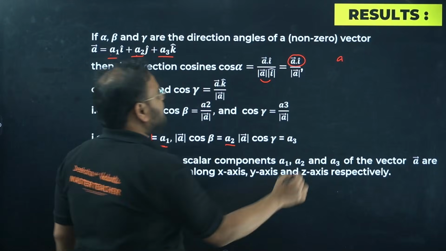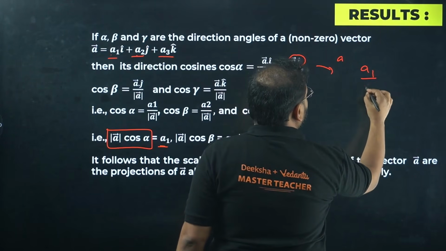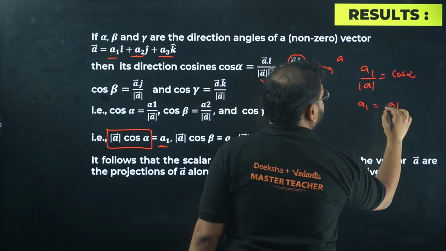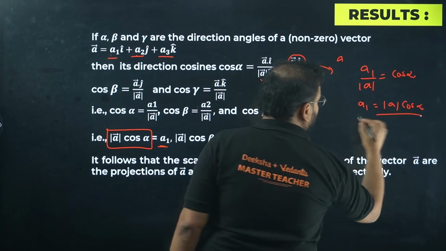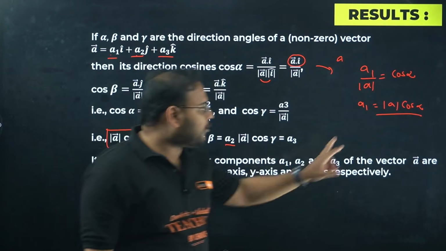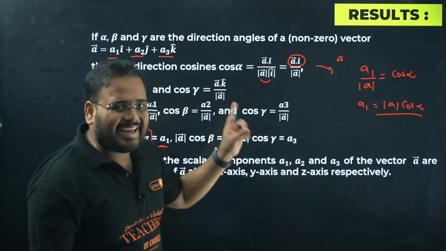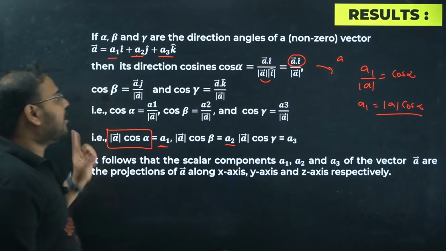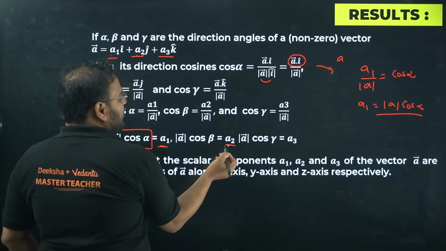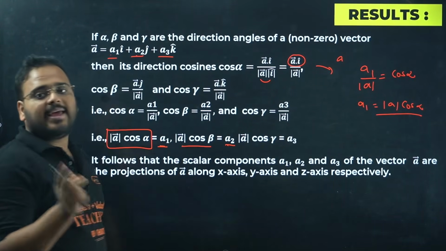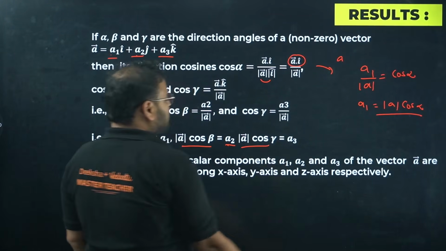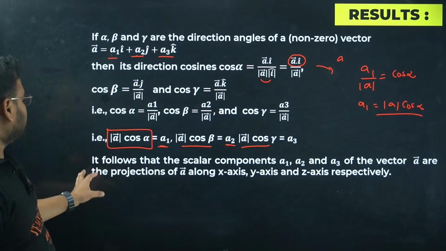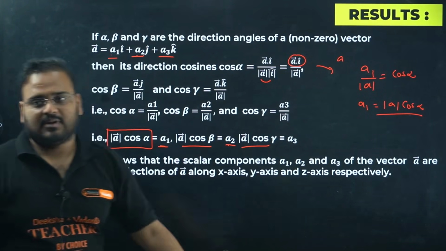So we'll have only this value, check here, only A1 by mod of A equals to what? Cos alpha. So A1 represents what? Mod of A cos alpha. What does this mean? It means the component of the vector A across what? X-axis. A1 represents the direction ratios, the component of the vector A across x-axis. Same way, the component of vector A across y-axis is mod of A cos beta and across z-axis is mod of A cos gamma. Okay, it follows that scalar components A1, A2, A3 of the vector are the projections of vector A along x, y, z axis. Simple concept.